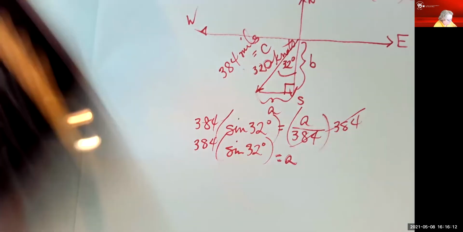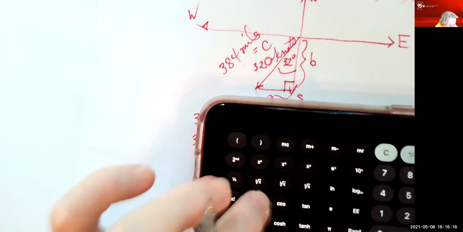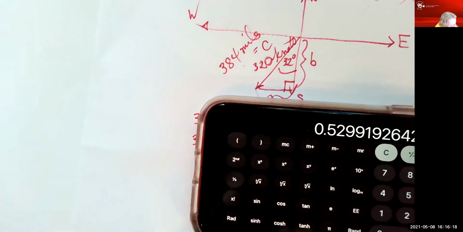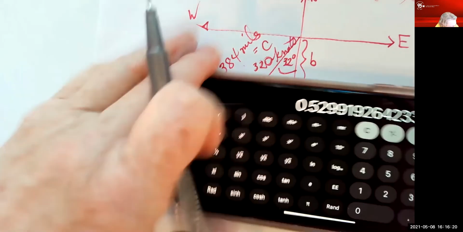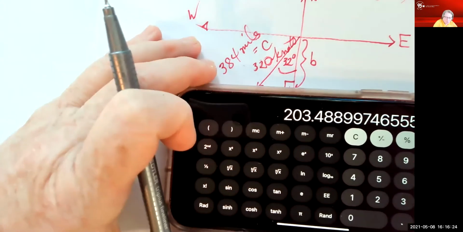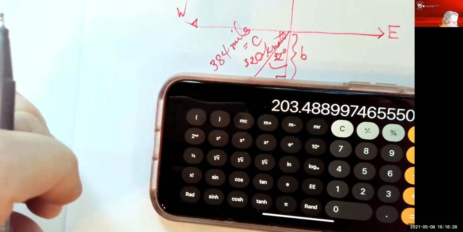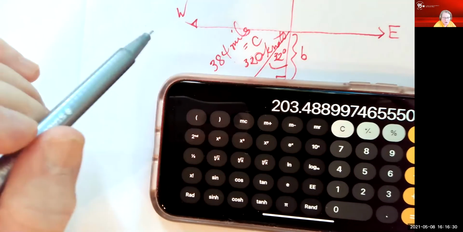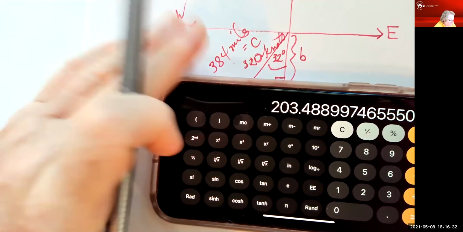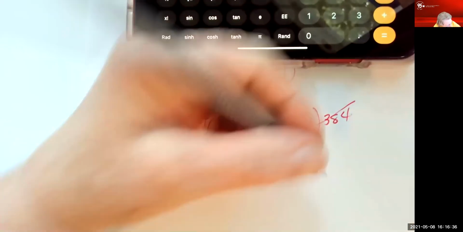Let's see what that is. 32 sine times 384. And we get that the horizontal displacement or distance is approximately, it says to the nearest nautical mile, so we're going to round to the nearest mile, approximately 203 miles.